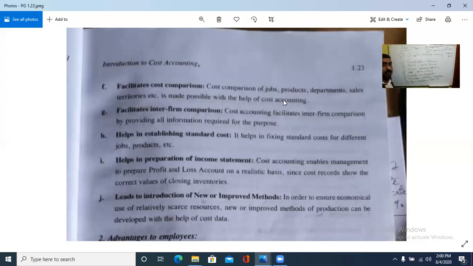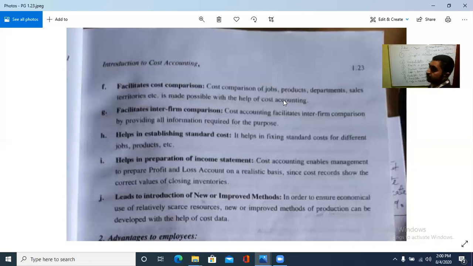Then facilitates inter-firm comparison within the firm, what all comparing the things. Then helps in establishing the standard cost to set and then actual to be verified, and if there is any variance then what it occurs we need to rectify it. That is helps in establishing the standards and then helps in preparing income statement.